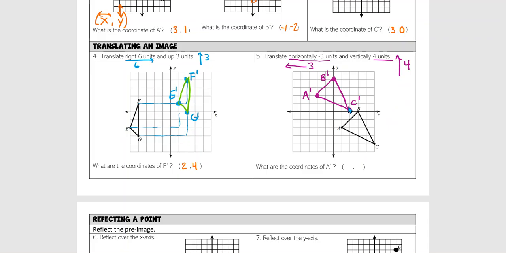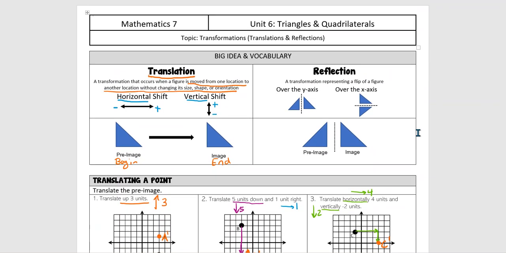All right, so for each one here, we move those points left 3 and up 4. So A, for example, we go left 1, 2, 3, and then up 1, 2, 3, 4. And you can see again, the triangle looks exactly the same, just in a different spot. The coordinates of A prime are 2 to the left and 2 up, so it would be (-2, 2). So that's translating. We're just picking up that shape or that point and moving it around on the coordinate plane.